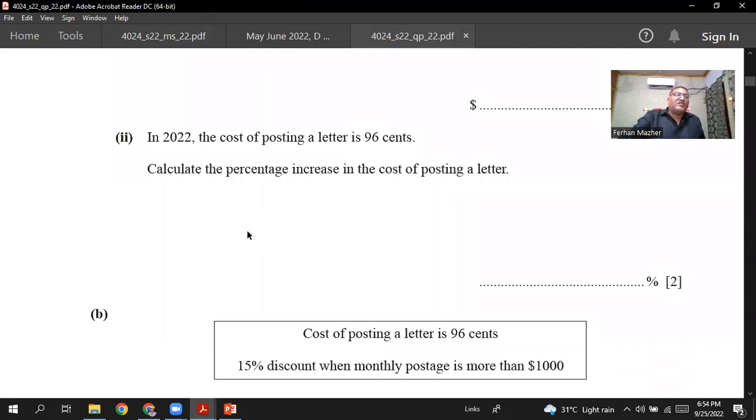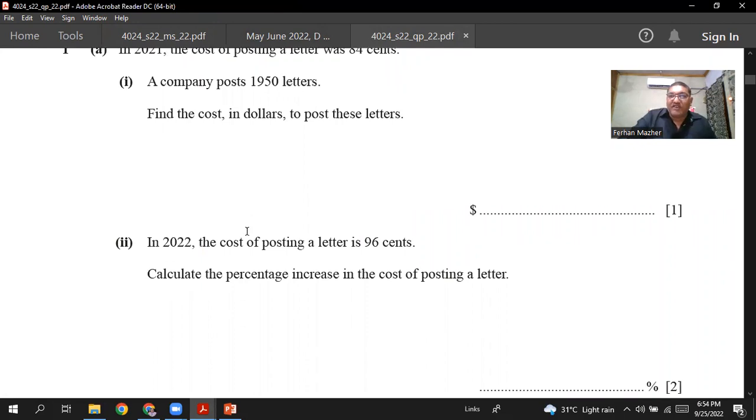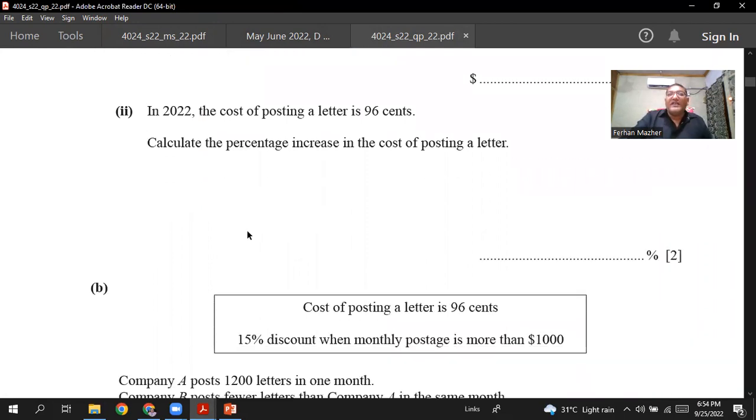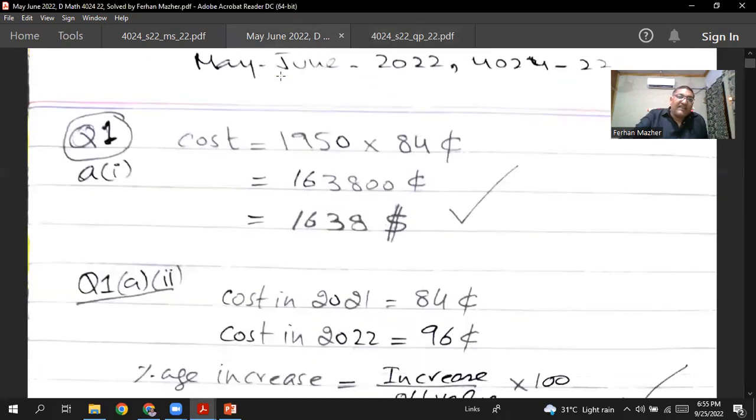It says in 2022, the cost of posting a letter is 96 cents. Calculate the percentage increase in the cost of posting a letter. Before, in 2021, the cost was 84 cents. Now in 2022, it is 96 cents. So how much is the increase? 96 minus 84, then divide the difference by the old value and multiply with 100, you will get the percentage increase.